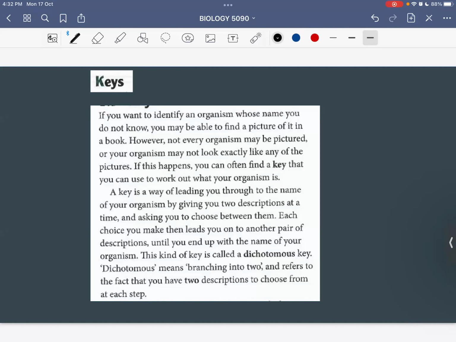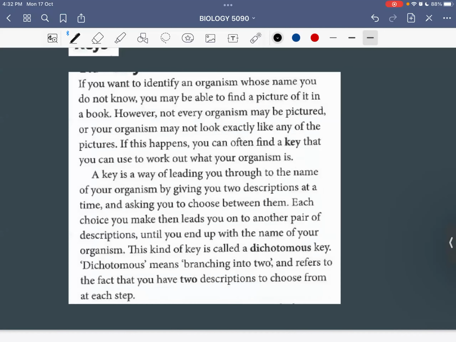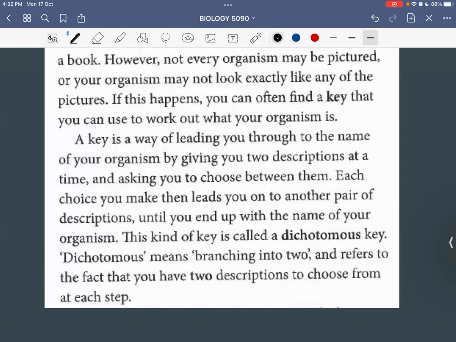How? Basically, a key is a way of leading you through to the name of your organism by giving you two descriptions at a time and asking you to choose between them. Each choice that you make then leads you to another pair of descriptions until you end up with the name of your organism. This kind of key is known as a dichotomous key.